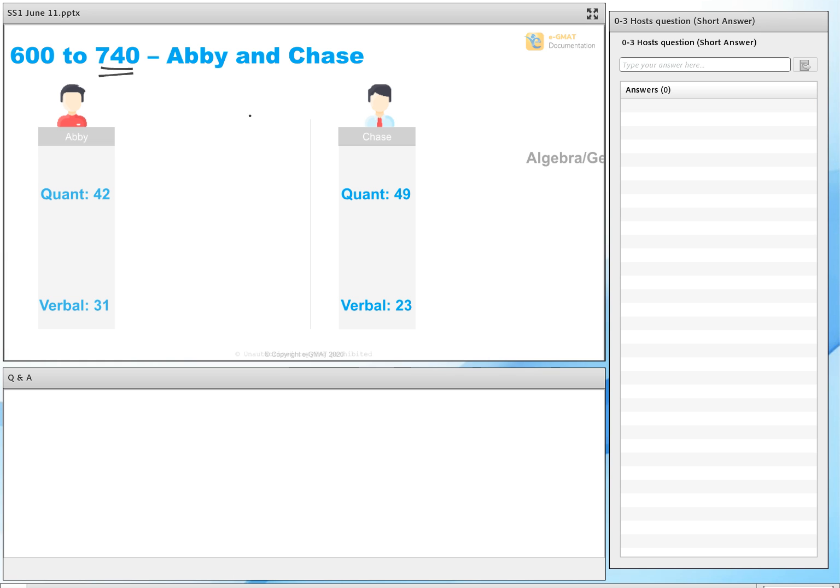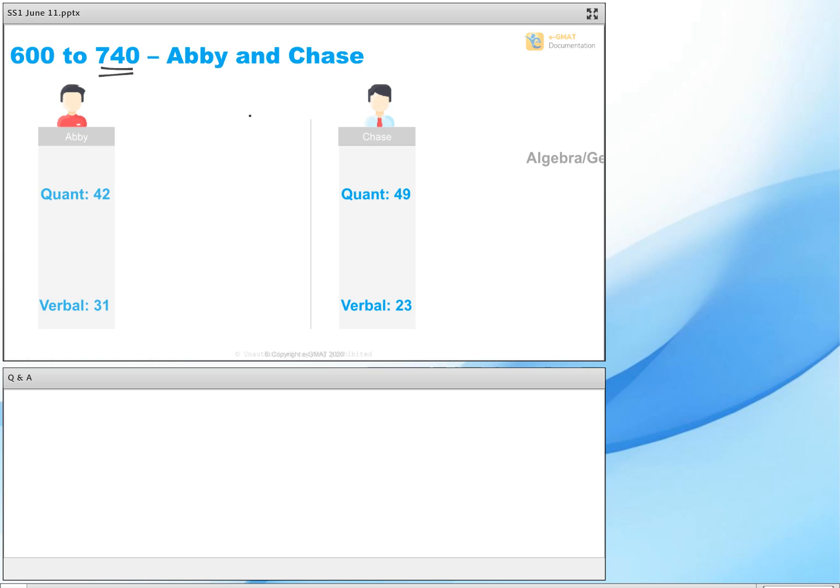Okay, so Abby and Chase, these are two students. Abby is someone who has a more balanced score. She has a Q42 and a V31 as a starting score. This is the score that you get, let's say, after the first week of preparation, so you kind of understand what the GMAT's about. And Chase is someone who's strong in quant. So he has a starting quant score of Q49 and is weak in verbal, and hence has a V23, which is more like a 25th, 30th percentile.